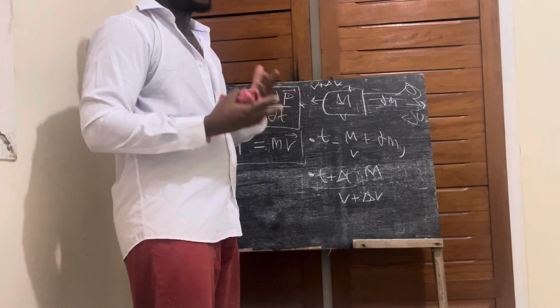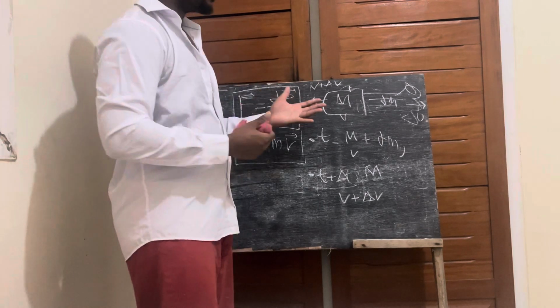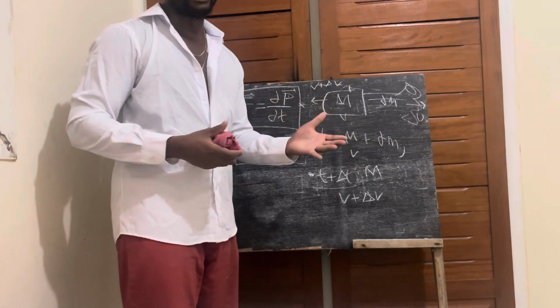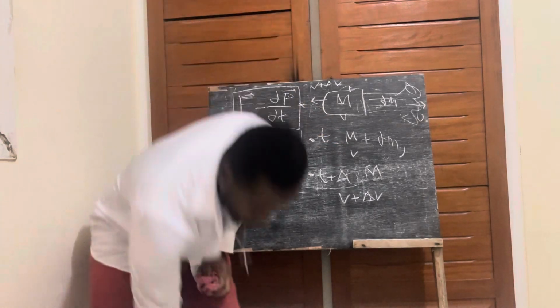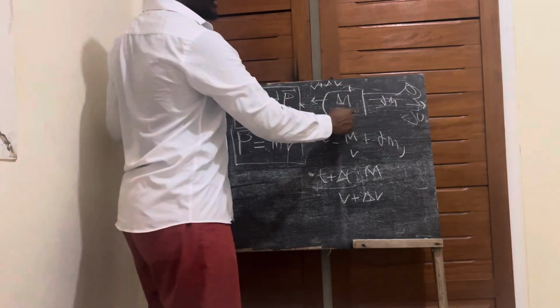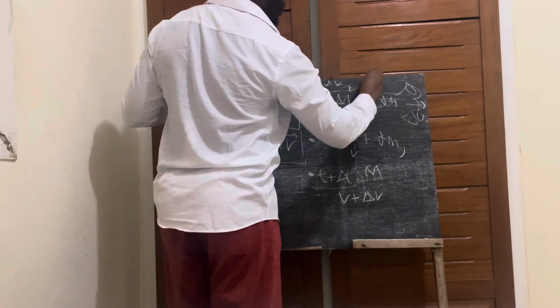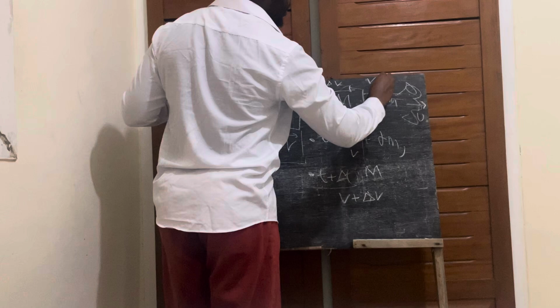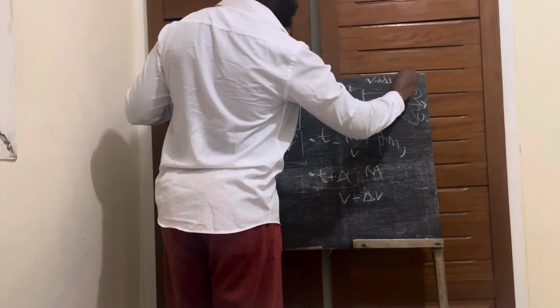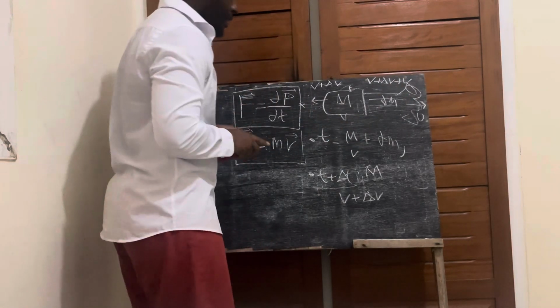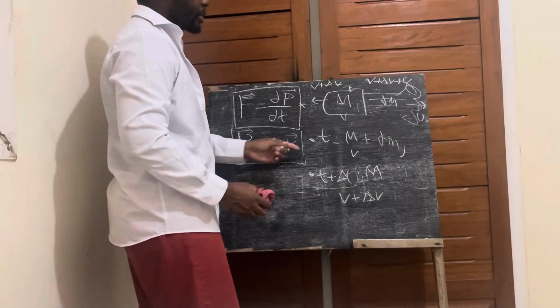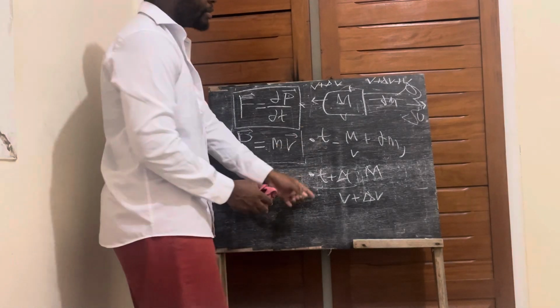The rocket now has a velocity with respect to us. And if it has a velocity with respect to us, you have to apply the Galilean theorem of addition of velocities. So as a consequence, you're going to write the velocity of the ejected fuel as v plus delta v plus u. Okay, and so these are the initial conditions and final conditions.